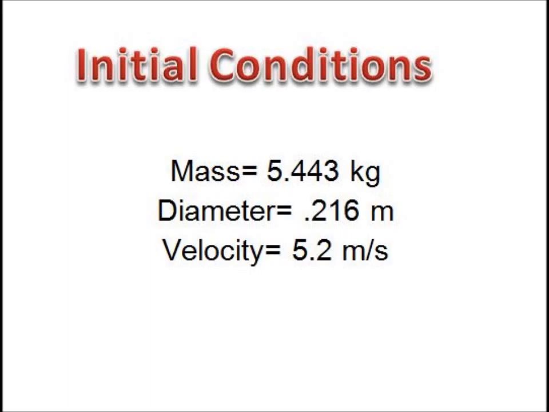So for the initial conditions of this lab, I looked online to find the mass of a bowling ball to be 5.443 kilograms. The diameter of the bowling ball was 0.216 meters, which I used to calculate the distance in Tracker. And after all this, I found the velocity to be 5.2 meters per second in the x direction.